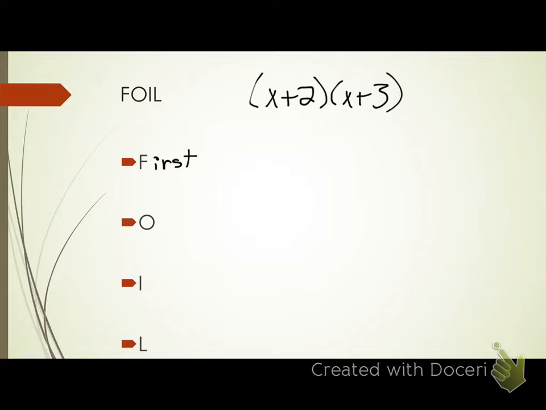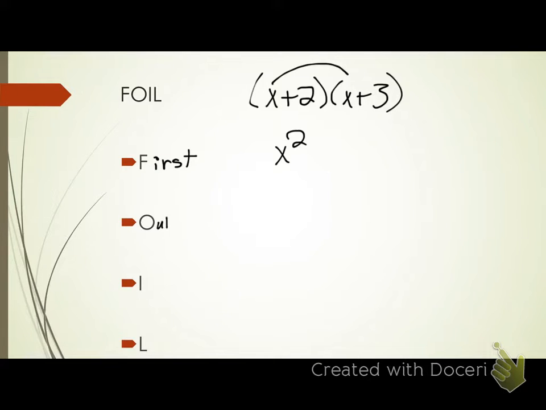So what's the first term of my first binomial? x. What's the first term of my second binomial? x. So I'm multiplying the first term of each binomial. So what is x times x? x squared. Remember when we're multiplying something with the same base, I add the exponents. What exponent does each of those x's have? 1. 1 plus 1 gives me 2. That's how I get x squared. Does that make sense? x times x gives me x squared.